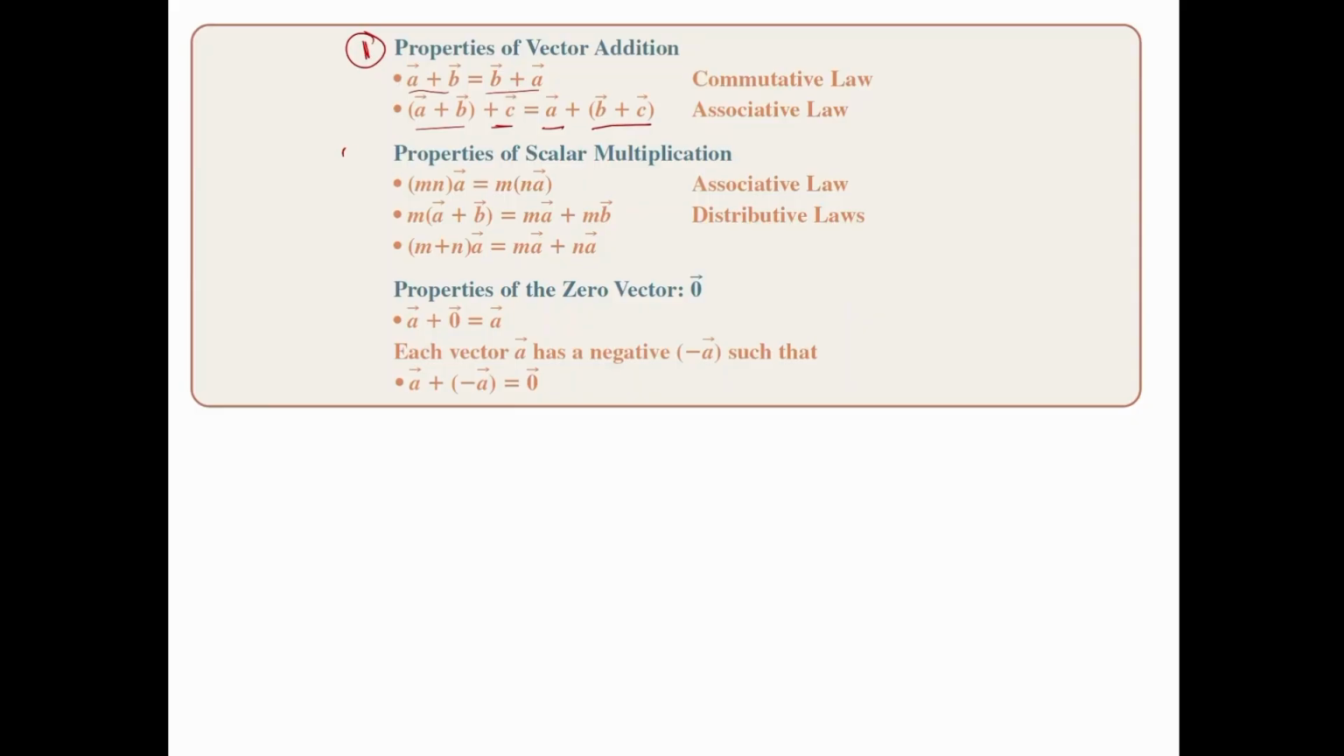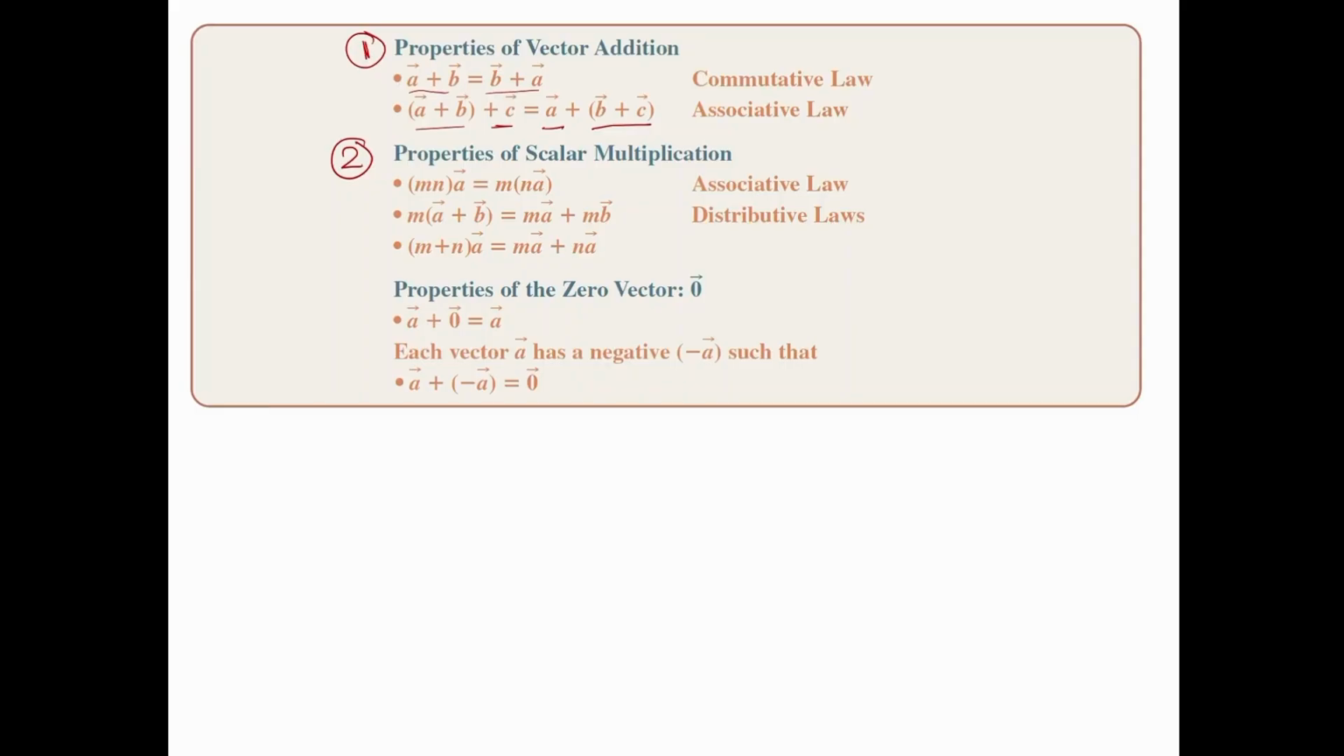Now, the second property that we're going to look at are the properties of scalar multiplication. When you multiply a vector by a scalar, and a scalar, remember, is just a number, you're changing its length but not its direction, unless the number is negative, and then as we saw, it changes direction. There are 2 important rules for scalar multiplication.